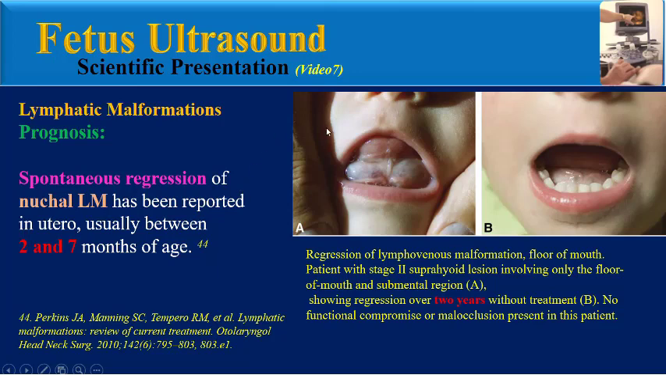This is an example of regression of lymphovenous malformation in the floor of mouth. Patient has a suprahyoid lesion involving only the floor of mouth and submental region. This image shows regression over 2 years without treatment. No functional compromise or mouth occlusion present in this patient.